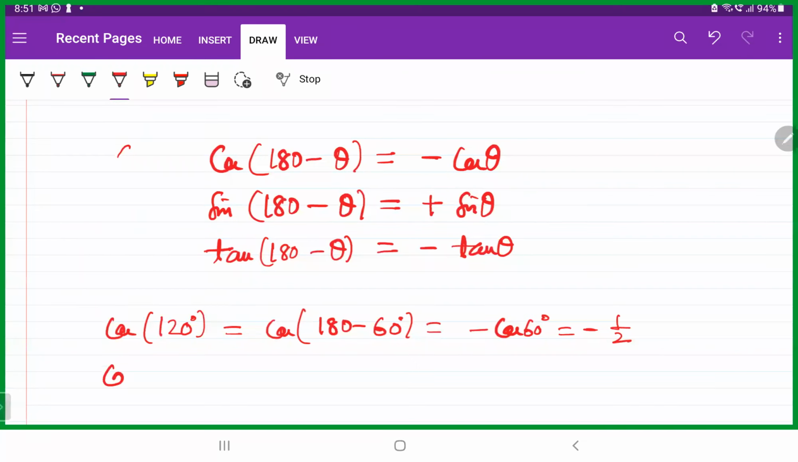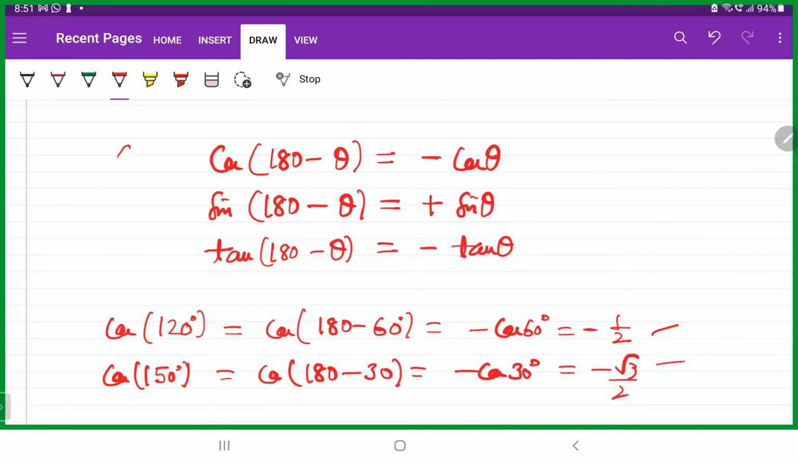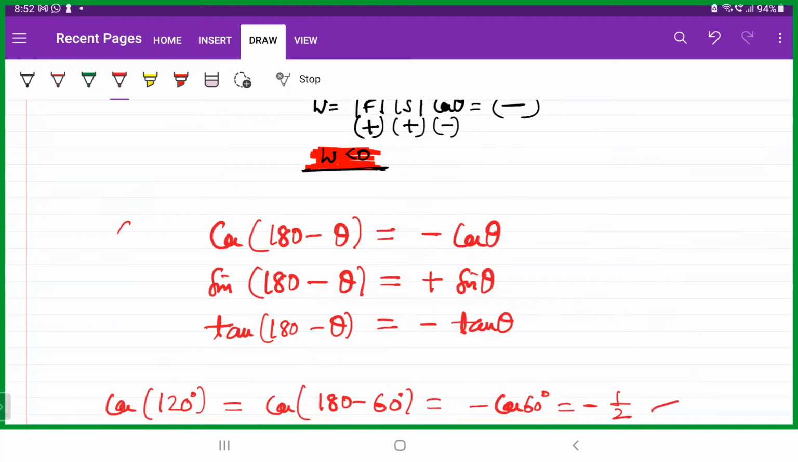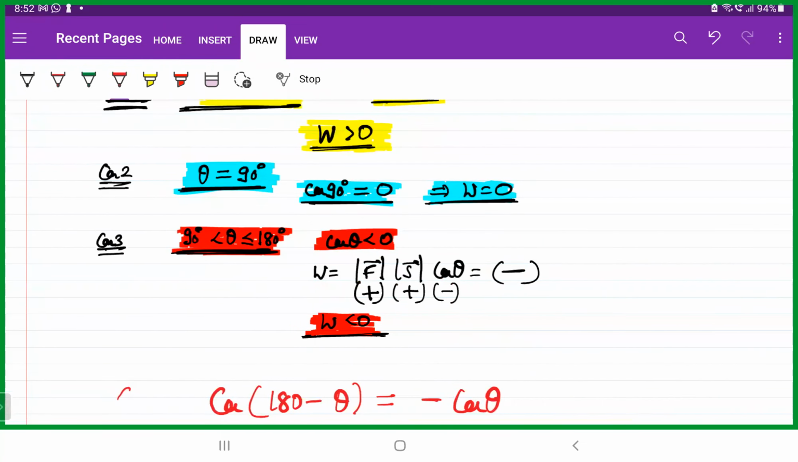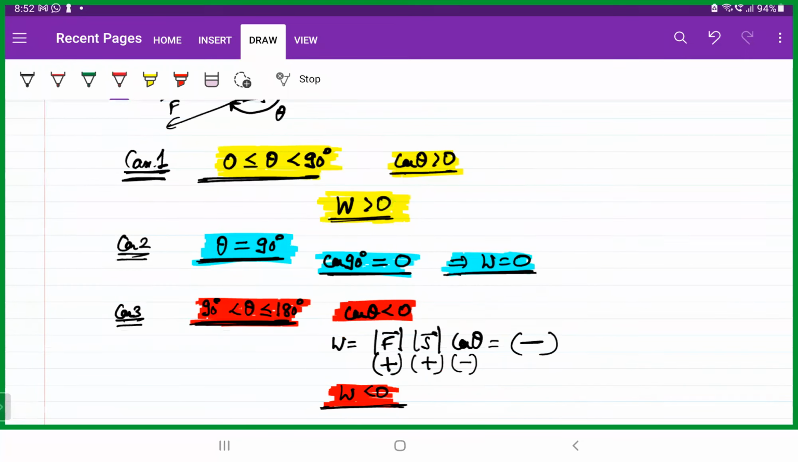Similarly, suppose someone is asking cos 150. So cos of 180 degree minus 30 is minus cos 30, which is minus root 3 by 2. So if theta is more than 90 and of course less than 180, negative values of cos will come, which will make this work done negative. Now, anyone has any difficulty in this?